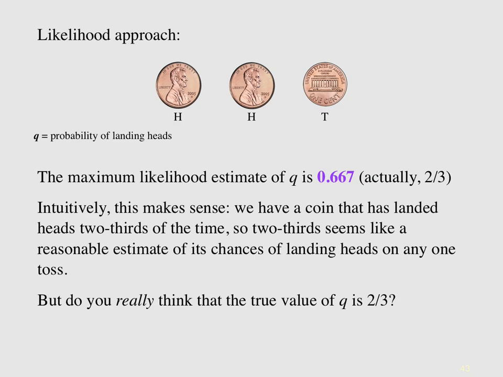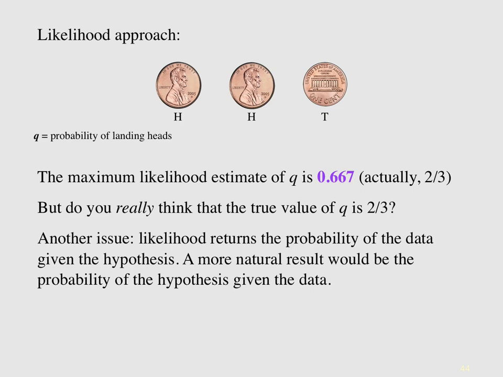And so if it weren't a coin, if I gave you some R program where you pressed a button that said 1 or 0, and it said 1, 1, 0, you'd say, oh, it's 2/3, right? I showed you a coin, unless you chose something else. Another issue is that likelihood returns the probability of the data given the hypothesis. I don't actually care about the probability of the data. I have the data. I care about the probability of the hypothesis. How can I get that?